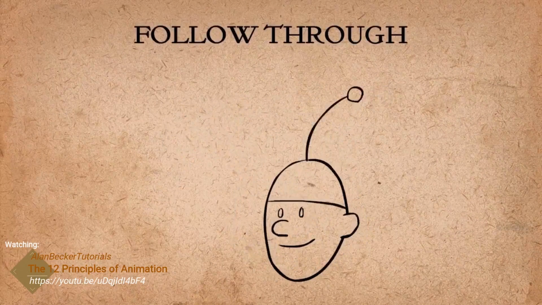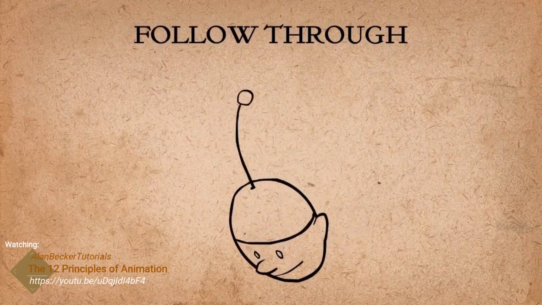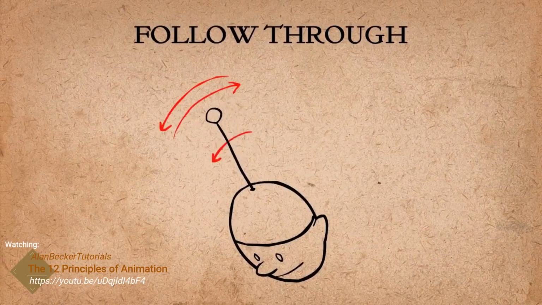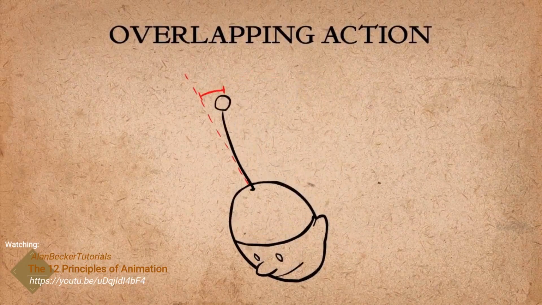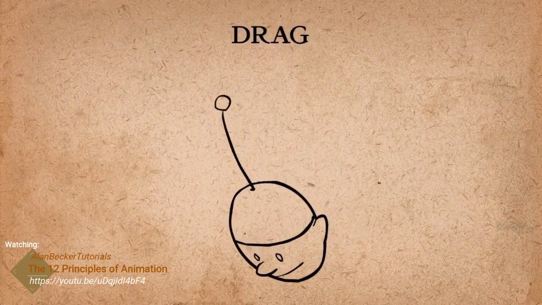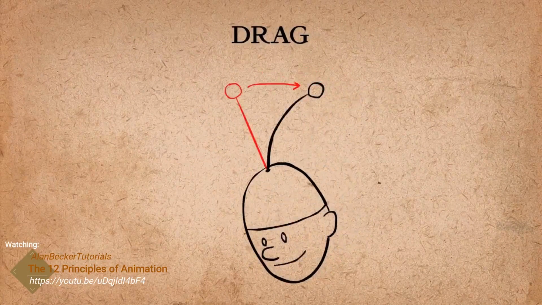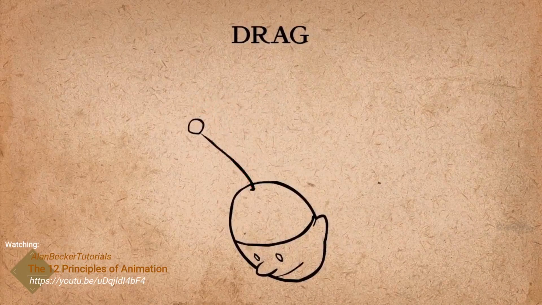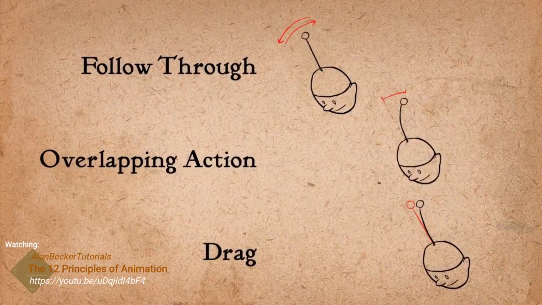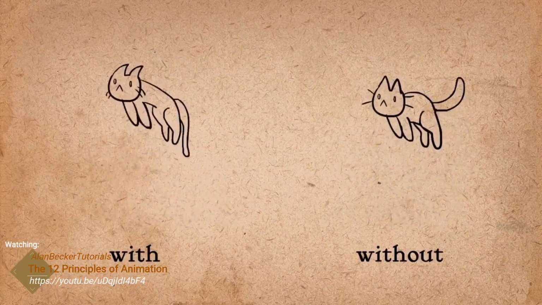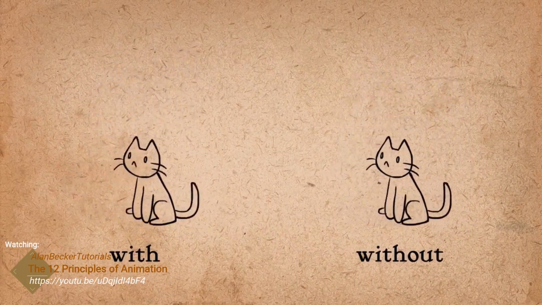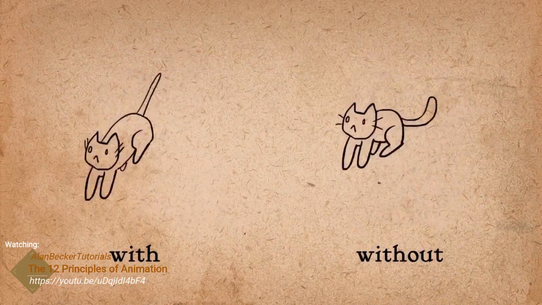For example, follow through refers to the way parts of the body continue to move after the body is stopped. Overlapping action describes the offset between the timing of the main body and its other parts. Drag describes the technique of delaying the movement of body parts in relation to the main body. All three of these are basically describing different aspects of the same thing. Follow through and overlapping action add a great deal of realism to a character. Here's a character with and without follow through and overlapping action.